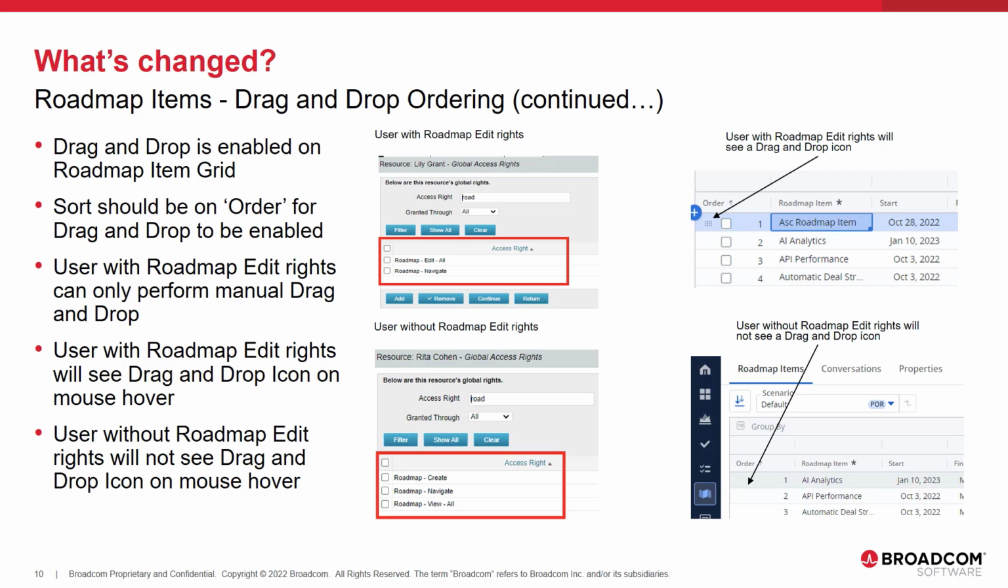Drag and drop functionality is enabled on roadmap item grid. User should sort on order for drag and drop to be enabled. User with roadmap edit rights will see drag and drop icon on mouse over, and using this icon, user can perform manual drag and drop. User without roadmap edit rights will not see drag and drop icon on mouse over and cannot perform manual drag and drop.